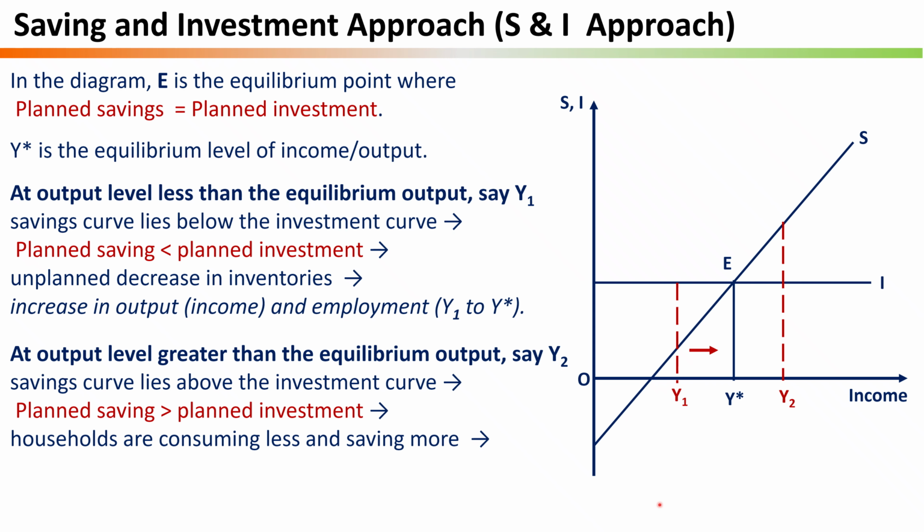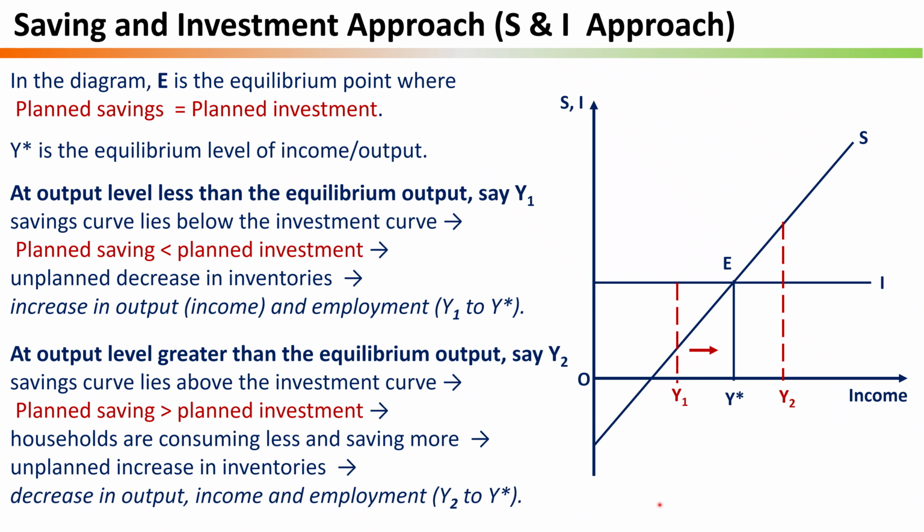Now, households are consuming less and saving more. This leads to an unplanned increase in inventories for the producers, and it acts as a signal for the producers to decrease their production levels. Therefore, there is a decrease in output, income, and employment levels from Y2 to Y star till equilibrium is restored again.